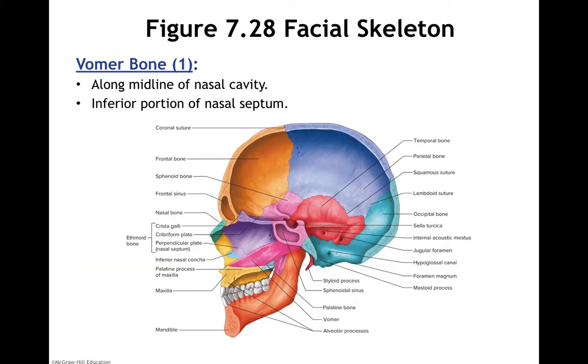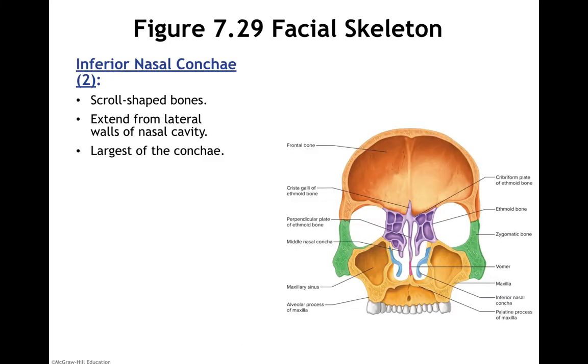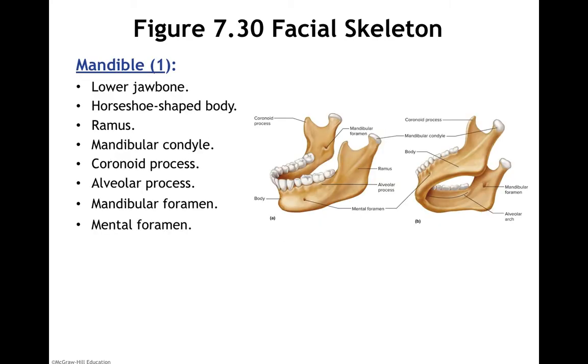Our vomer bone is called the vomer bone because it's German for plow, and it's shaped like an old-time plow. It's along the midline of the nasal cavity, below a portion of the nasal septum. The inferior nasal conchae are scroll-shaped bones that extend from the lateral walls of the nasal cavity, and they are the largest of the conchae. The mandible is the lower jawbone. It's a horseshoe-shaped body with structures on the side called rami or ramus. There is the mandibular condyle, the coronoid process, the alveolar process, the mandibular foramen, and the mental foramen.